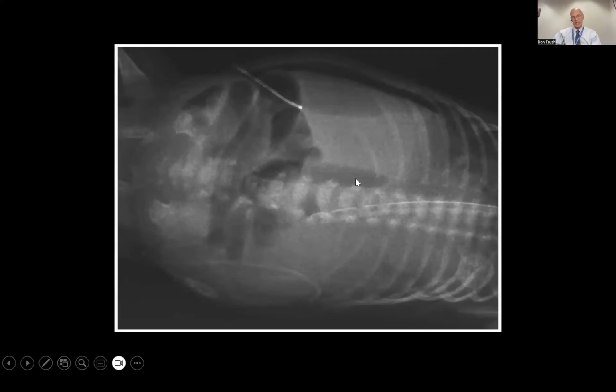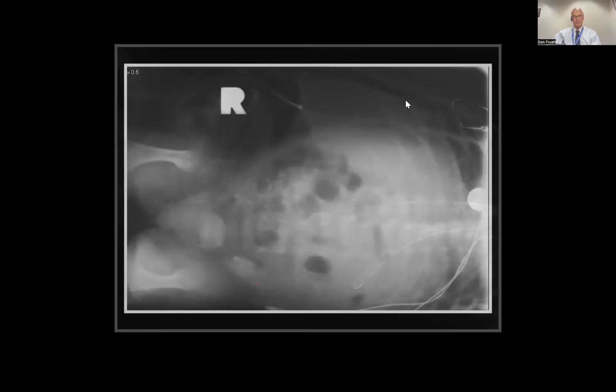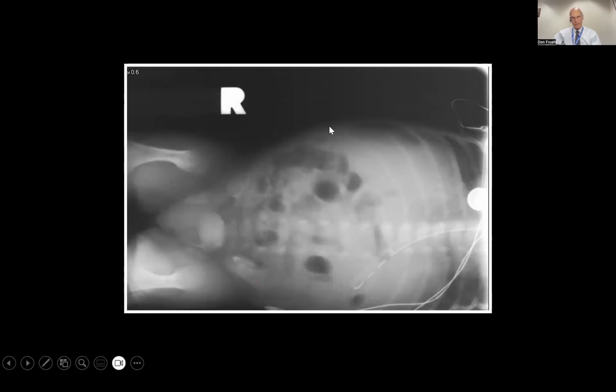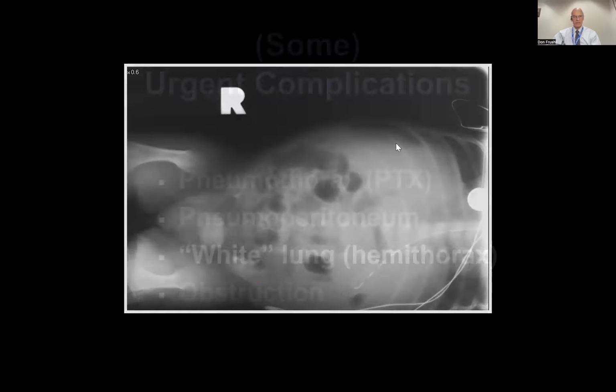This is a left side down decubitus film showing air collecting over the liver. Another left side down decubitus film for a little more subtle air collecting over the liver. And this is where it collects here, sort of the upper margin of the liver here.